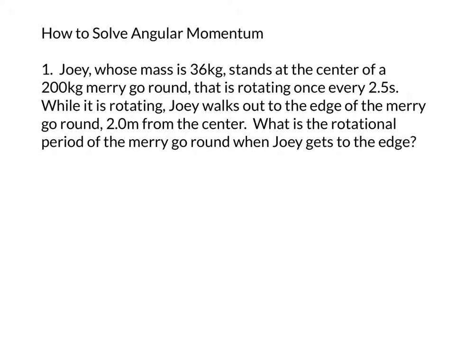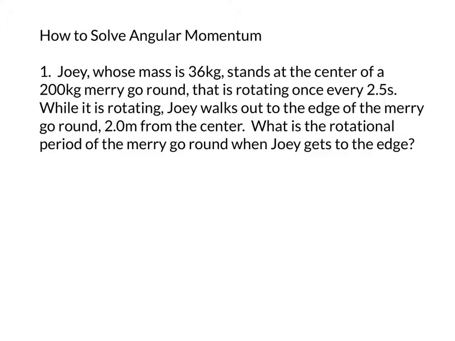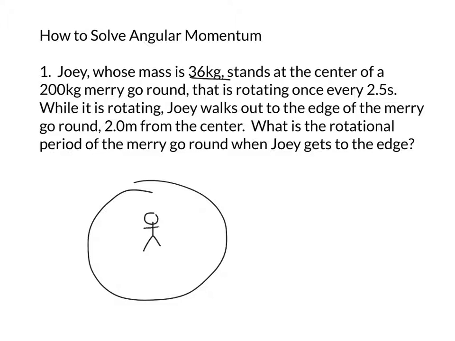All right, we've got a mass. Let's draw it as well. This is always a good thing. So we have the merry-go-round, and Joey is somewhere right at the center. We have a distance, and he's going to travel all the way until he's at the edge. And it was spinning, so let's give it that. He is 36 kilos.